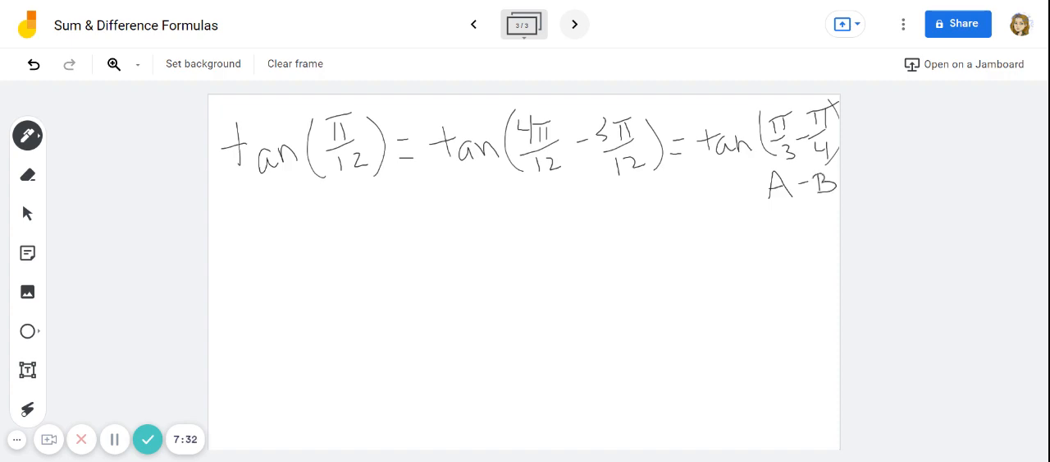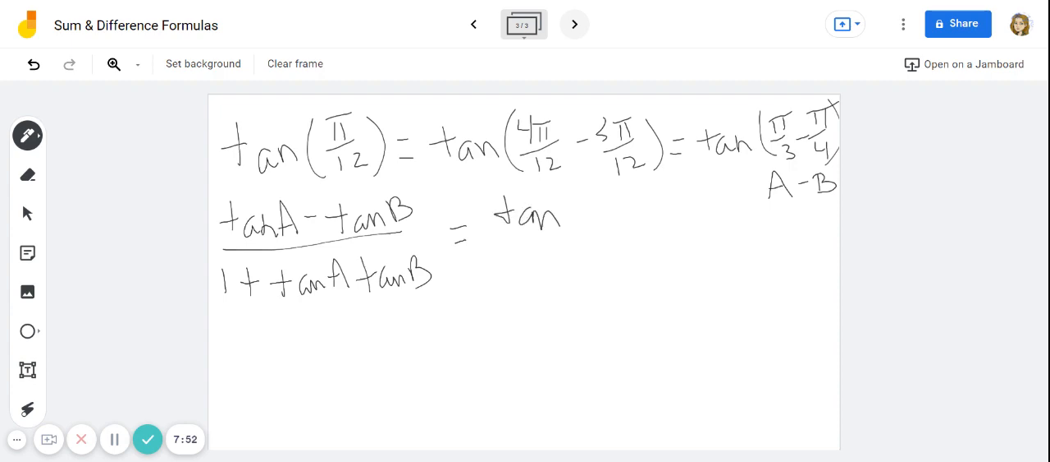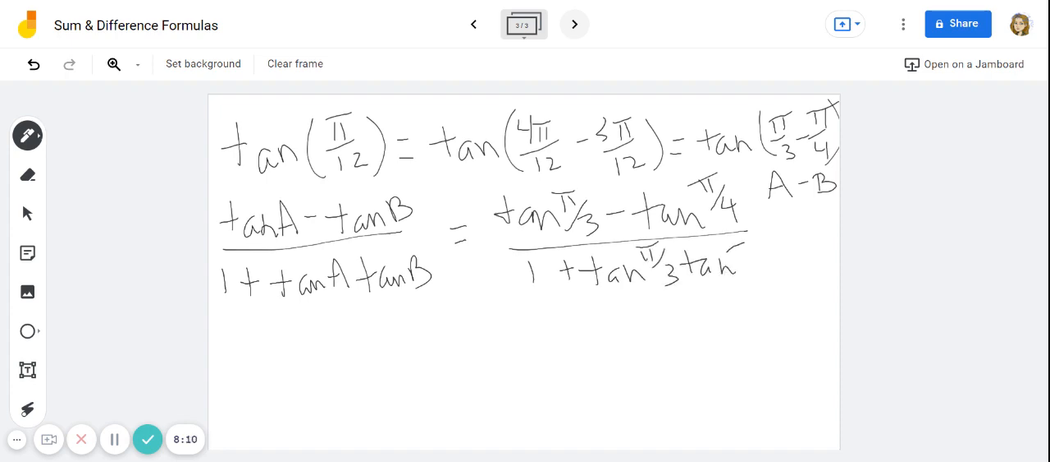So this is tangent of a minus b. Just a reminder of that formula: that's tangent of a minus tangent of b. Remember, the top follows the same sign, over 1 plus tangent of a times tangent of b. Okay, so let's plug in. That means we want tangent of pi over 3 minus tangent of pi over 4 over 1 plus tangent of pi over 3 times tangent of pi over 4.